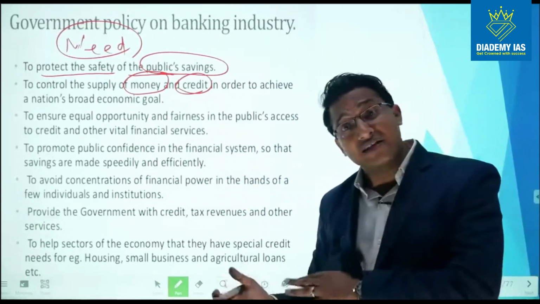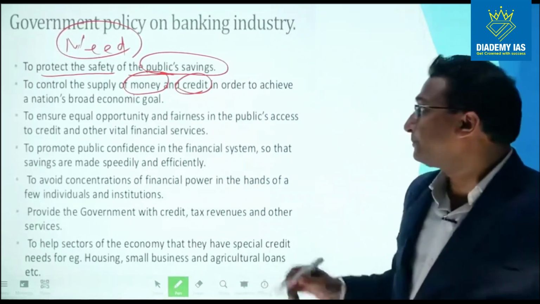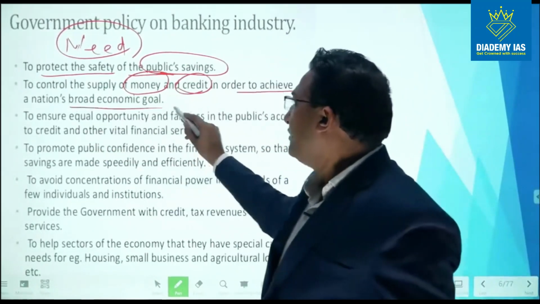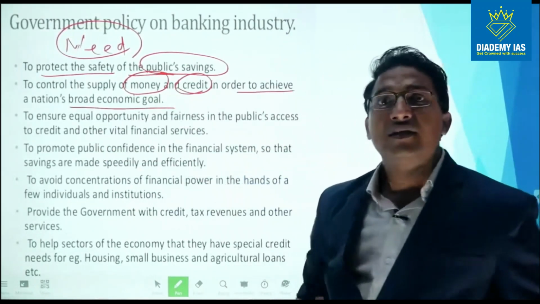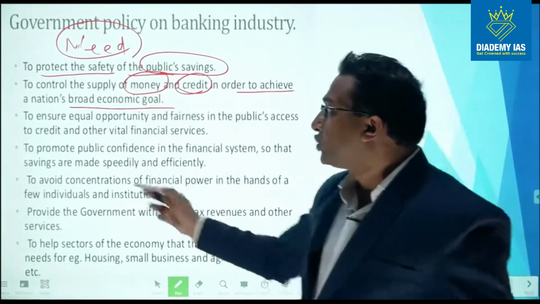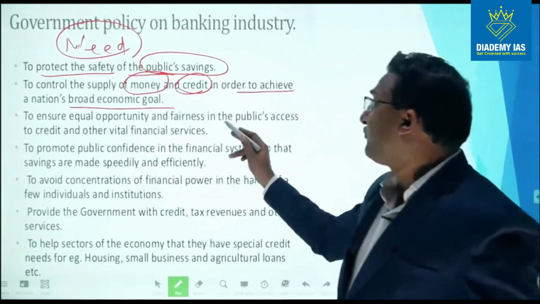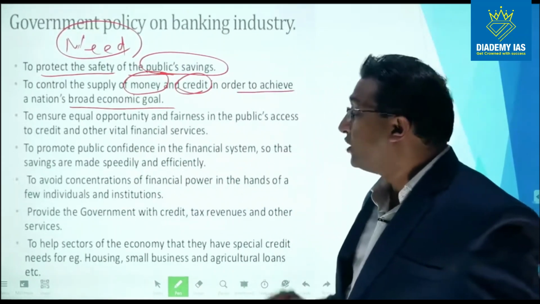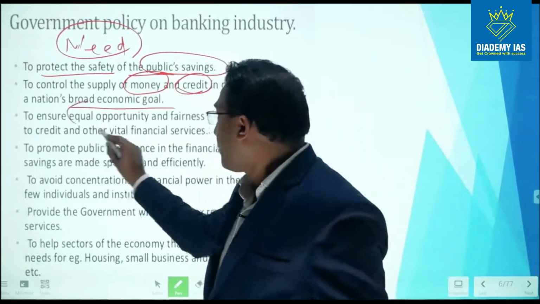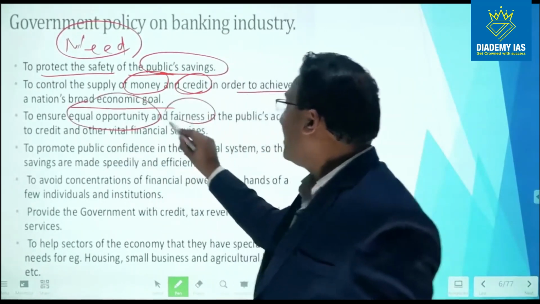Neither should it be too excessive nor too little, in order to achieve a nation's broad economic goals. Broad economic goals means industrial development, economic growth, inflation level, etc. Next, to ensure equal opportunity and fairness in the public's access to credit and other vital financial services. So equal opportunity and fairness is very, very crucial.